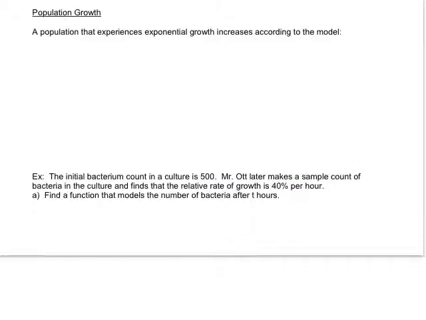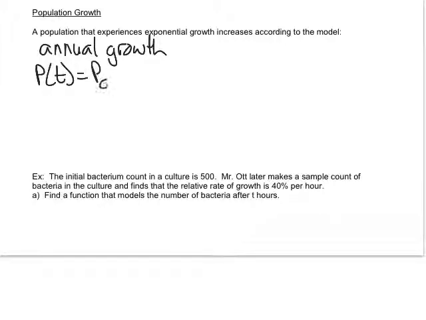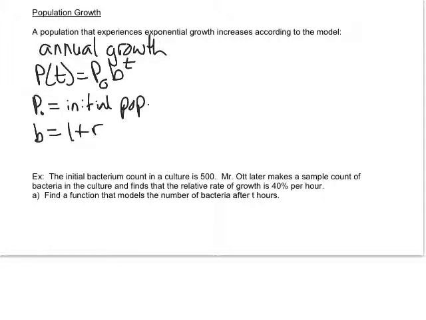So we model population growth quite often with an exponential function. We can model it using an annual growth rate, and that's using a growth factor. So annual growth is going to be our standard, well, we'll use P now. The population as a function of time is going to be the population at time 0, so that's P sub 0, times the growth factor to the t. And again, P sub 0 is the initial population. B is the growth factor, which is 1 plus the rate. T is time.